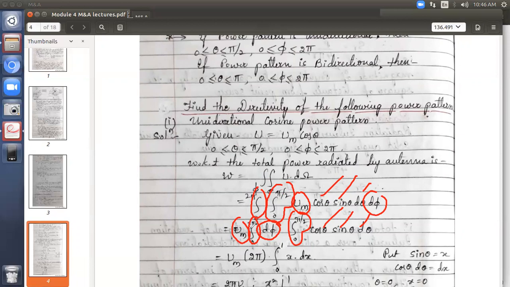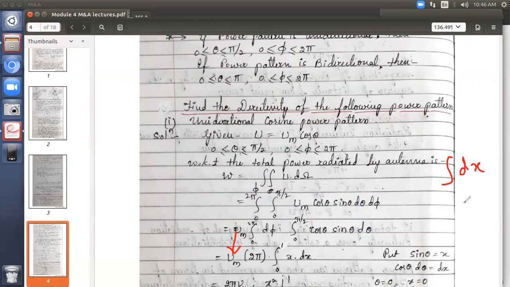Now apply the integration. First, as Um is a constant, what is the integration of dx? X. So the integration of d phi will be phi. And what is the range? It is between 0 to 2 pi. Apply the limits. The upper limit is 2 pi minus the lower limit 0. So 2 pi minus 0 is 2 pi. I have written that 2 pi directly here.